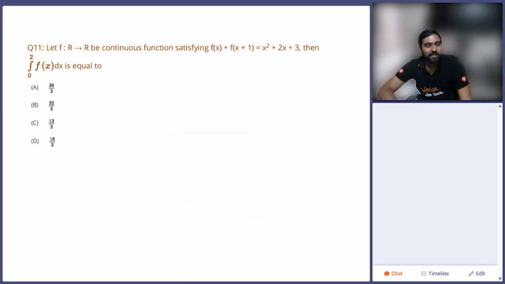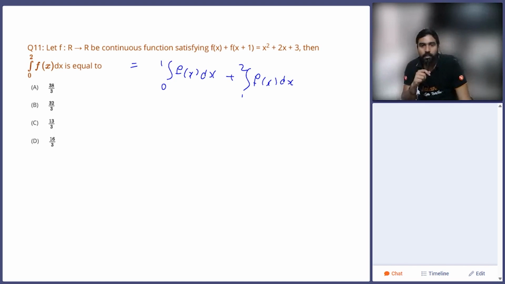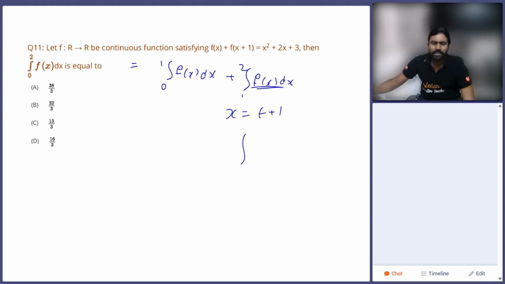All right, moving on. We have a function from real numbers to real numbers. It is a continuous function and it satisfies f of x plus 1 equals x square plus 2x plus 3. Very well. I can say that this integral is equal to integral 0 to 1 f of x dx plus integral 1 to 2 f of x dx, right? Now for 0 to 1 f of x dx, I need to try and create f of x plus 1. So I will go for a substitution, that x is equal to some t plus 1. So dx is dt, there is no change.